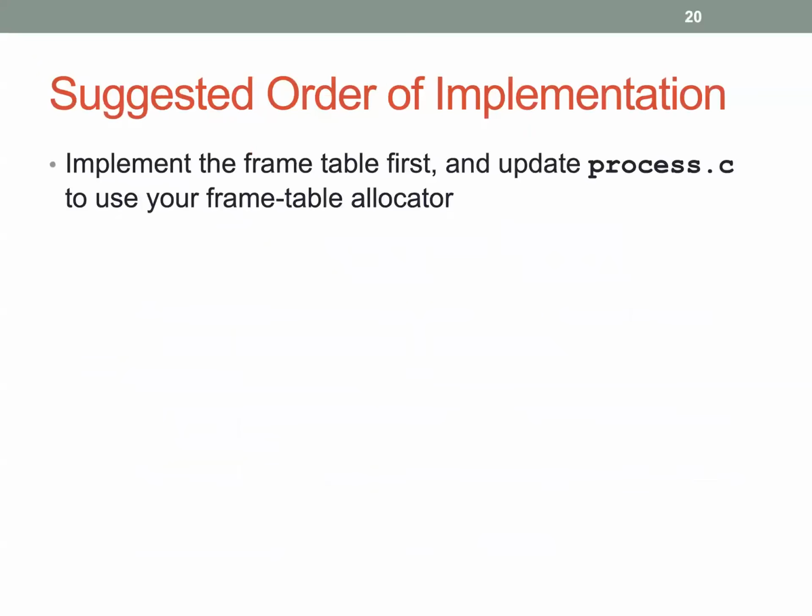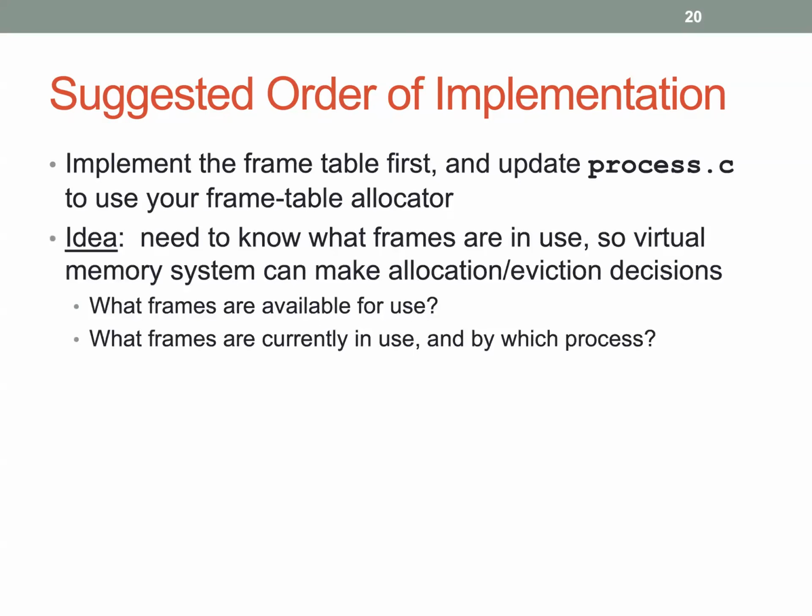Okay, so the suggested order of implementation, and this is just what is in the assignment write-up, but hopefully this discussion will help you understand why. Implement the frame table first. Instead of calling palloc_get_page with PAL_USER, you have something that grabs all the user pool pages, puts them into your frame table, and keeps track of which ones are available and which ones are in use. And then you use your frame allocation code from process.c. That's the first step here, okay?